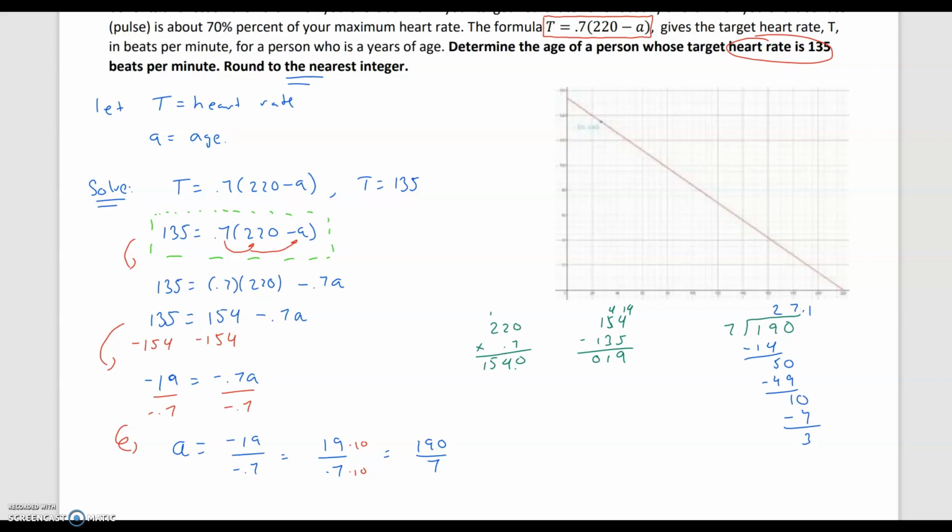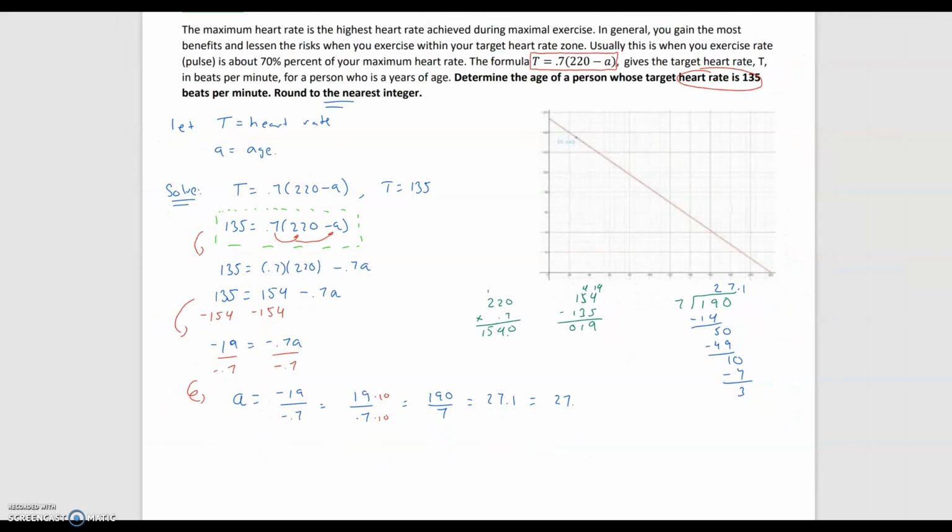Since this is a 1, you're going to end up with the value of 27. There's actually more values there, 0.1, but in this case, 27. And let me just rewrite it. A is equal to, or in this case, approximately, we should say, because we're rounding, 27.